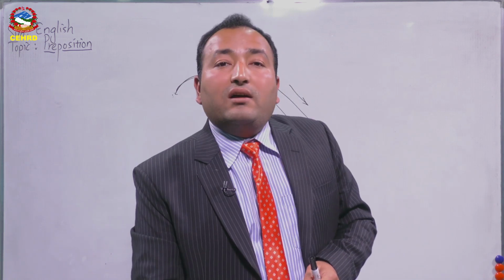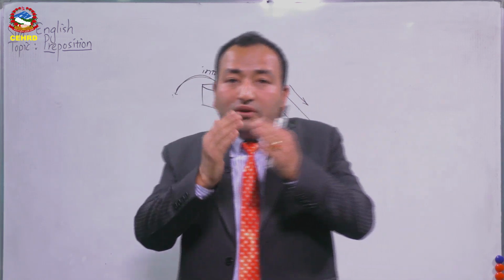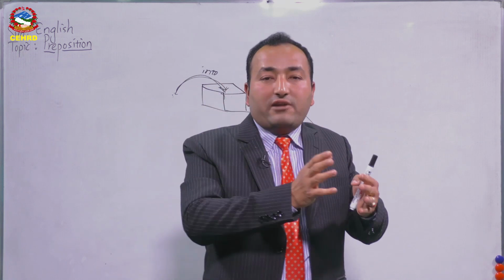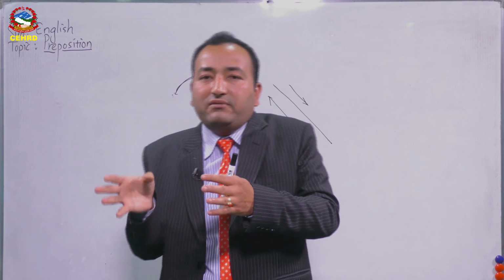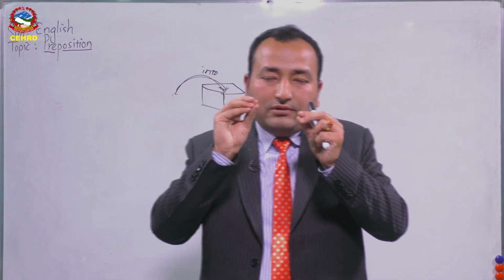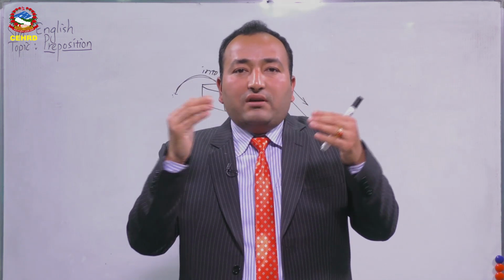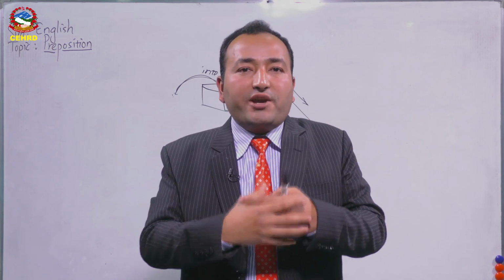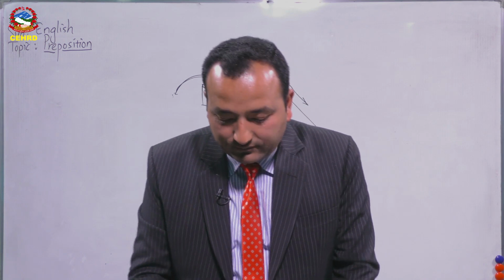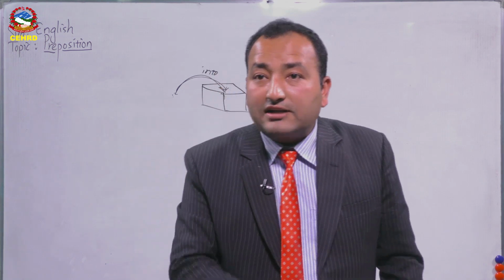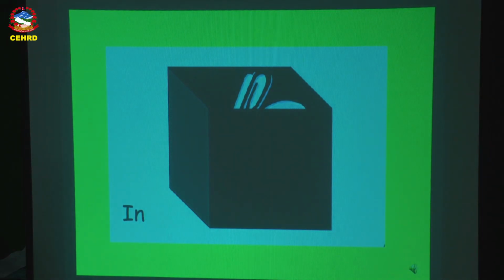We use prepositions to show the relations between a noun and another noun, or a noun and other words, and sometimes pronouns. So we show the position, the relations, the location, and things like that. Next, another picture. Where is the hair? The hair is in the box.